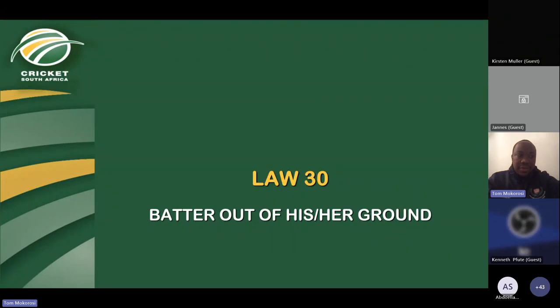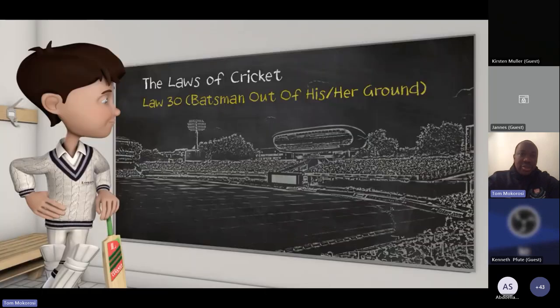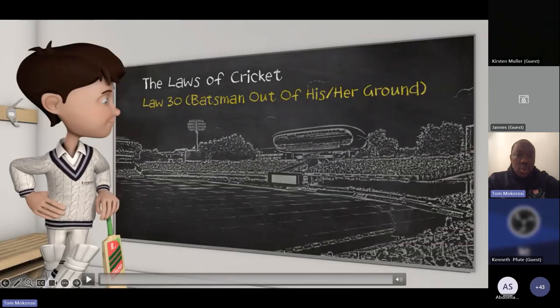That is that for Law 29, putting the wicket down. Now we move on to Law 30, batter out of his or her ground. And once again, we've got an animation video to explain this law to us.